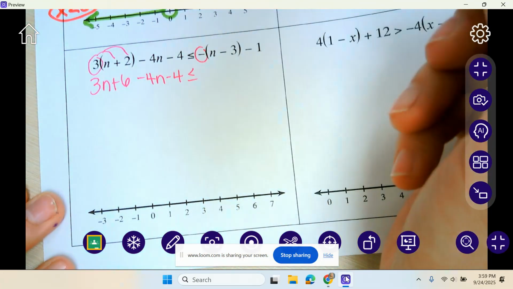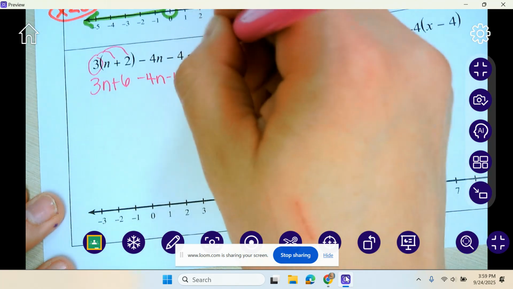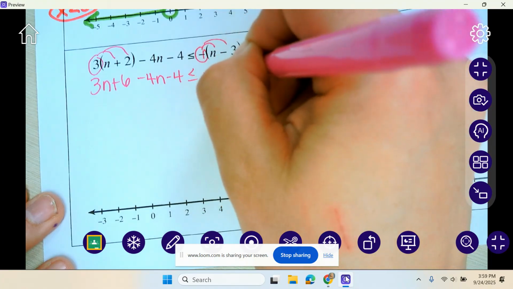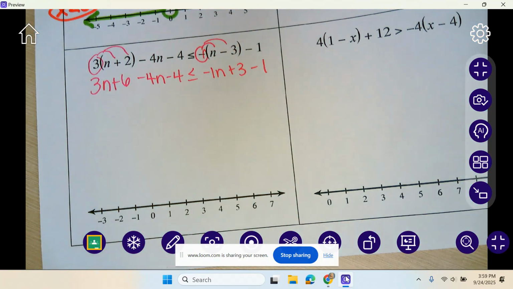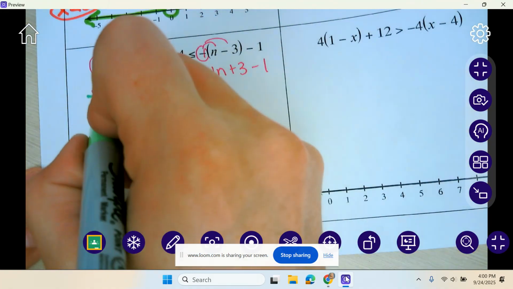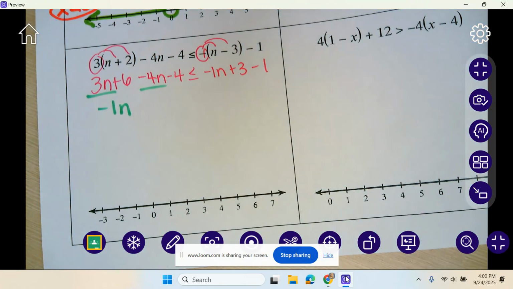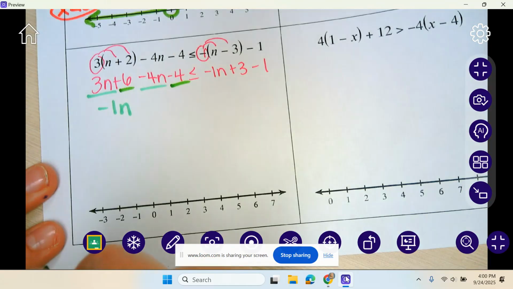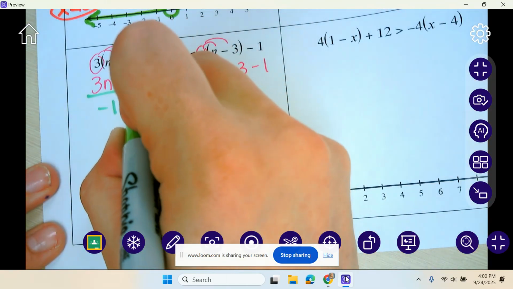This is a negative. We could treat it as a negative 1. That distributes. So you have negative 1n plus 3 minus 1. All right, so next up is combine like terms. I'm going to kind of color code these. So I'm going to have 3n minus 4n, and that's going to give me negative 1n. I'm going to have 6 minus 4. That's going to give me a positive 2, so I put plus 2.